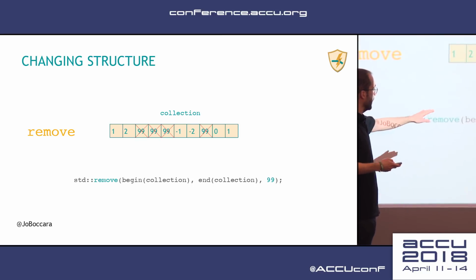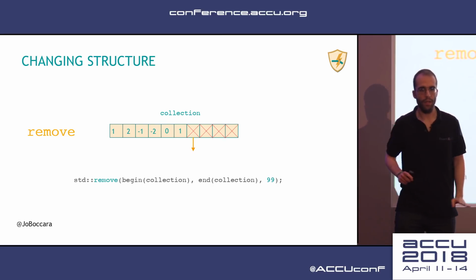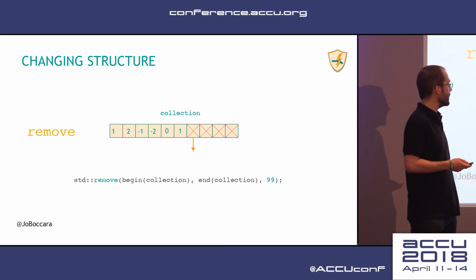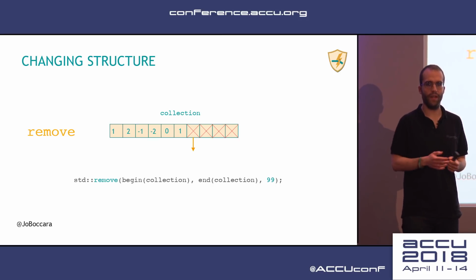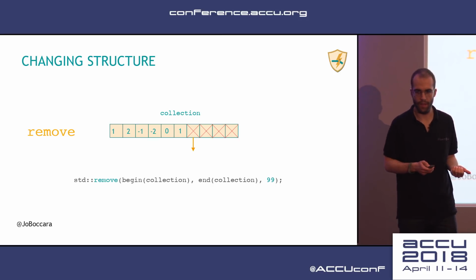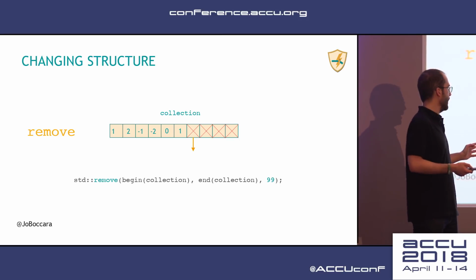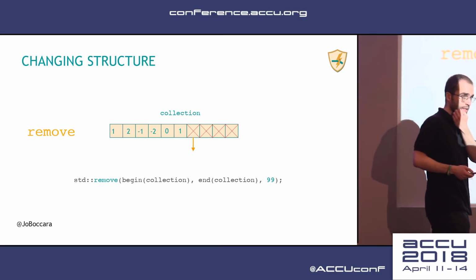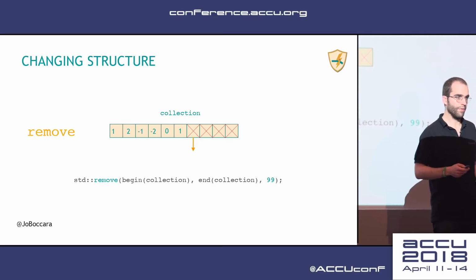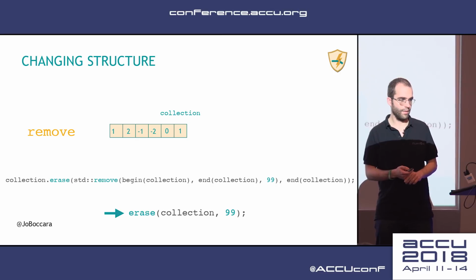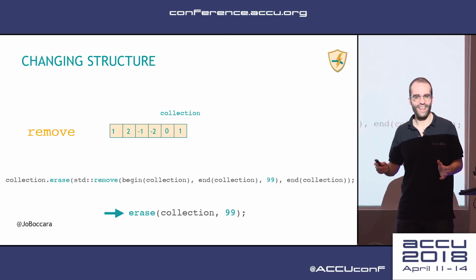So we want to remove all the, let me do that again. We want to remove the 99. We're going to shove up all the values that are not 99. And those values that are left at the end are unspecified. We can't count on what's in there. Now we need to do something to actually remove that from the vector, for example. And so we'd like to erase a subrange starting from this position, which is returned by remove, and until the end of the collection. Which is a mouthful for just saying remove 99, isn't it?